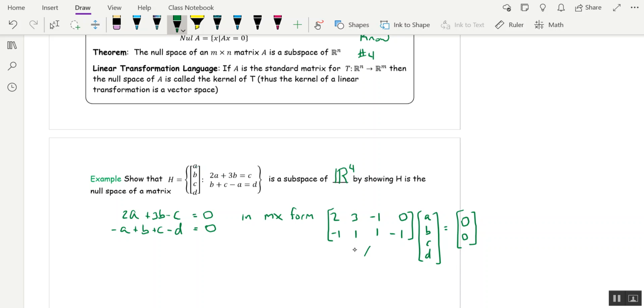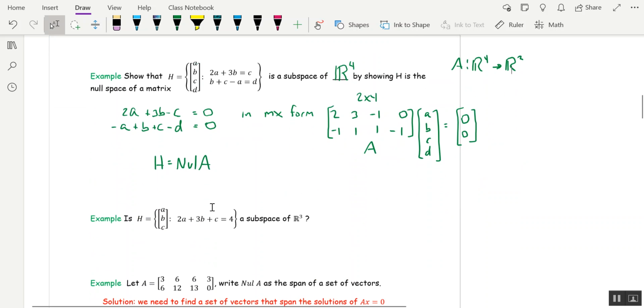So if I call this matrix here A, then H is simply null A. H is null A. It's the set of vectors that A kills. And by the previous page, null A is a vector space. And in this case, A is 2 by 4. So A maps R4 to R2. You can see that it takes vectors in R4, A, B, C, D, to vectors in R2. And so H is null A, and null A is a subspace of R4.